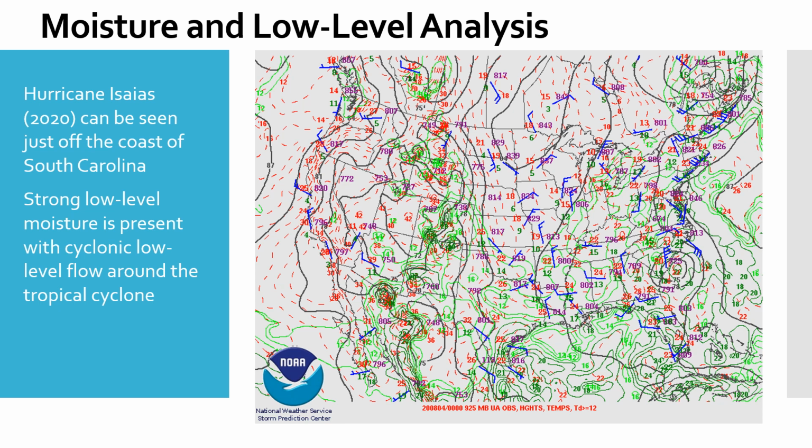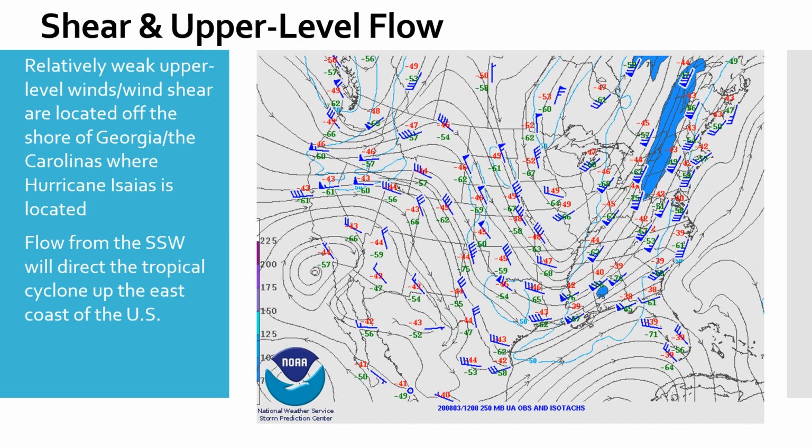But for now, just recognize that we've got all of these green contours in this area indicating very high moisture. So we've got a favorable environment for this tropical cyclone. And we also generally have cyclonic, or counterclockwise, flow around the storm. And that counterclockwise flow is going to be a favorable environment for developing the storm and potentially leading to tropical cyclone tornadoes.